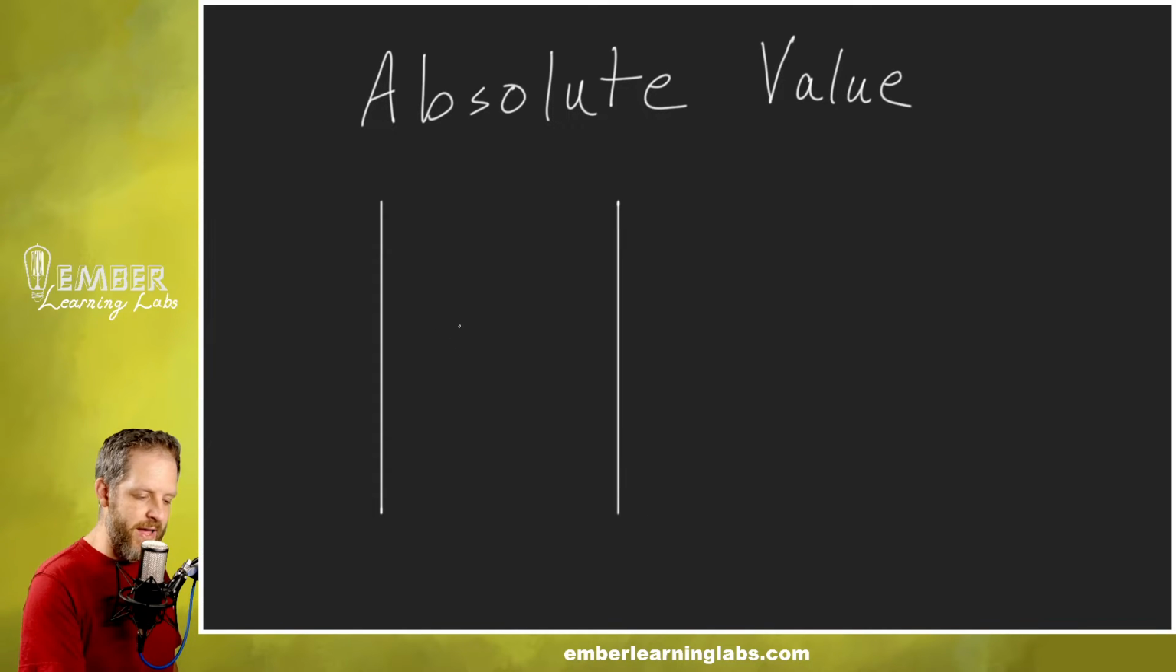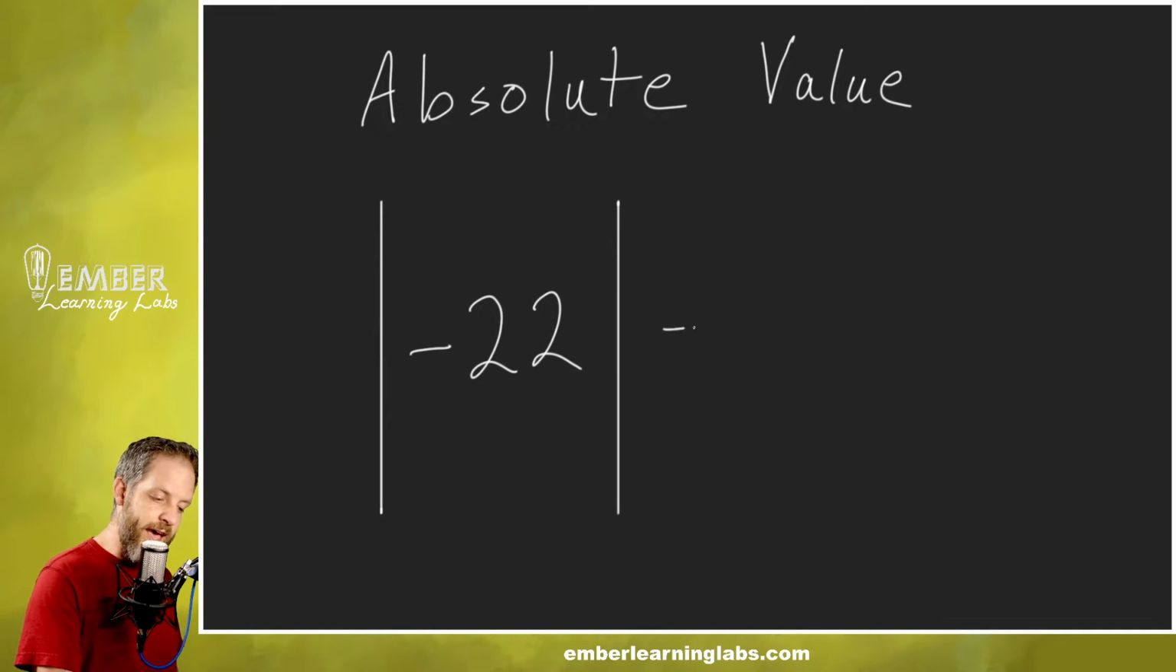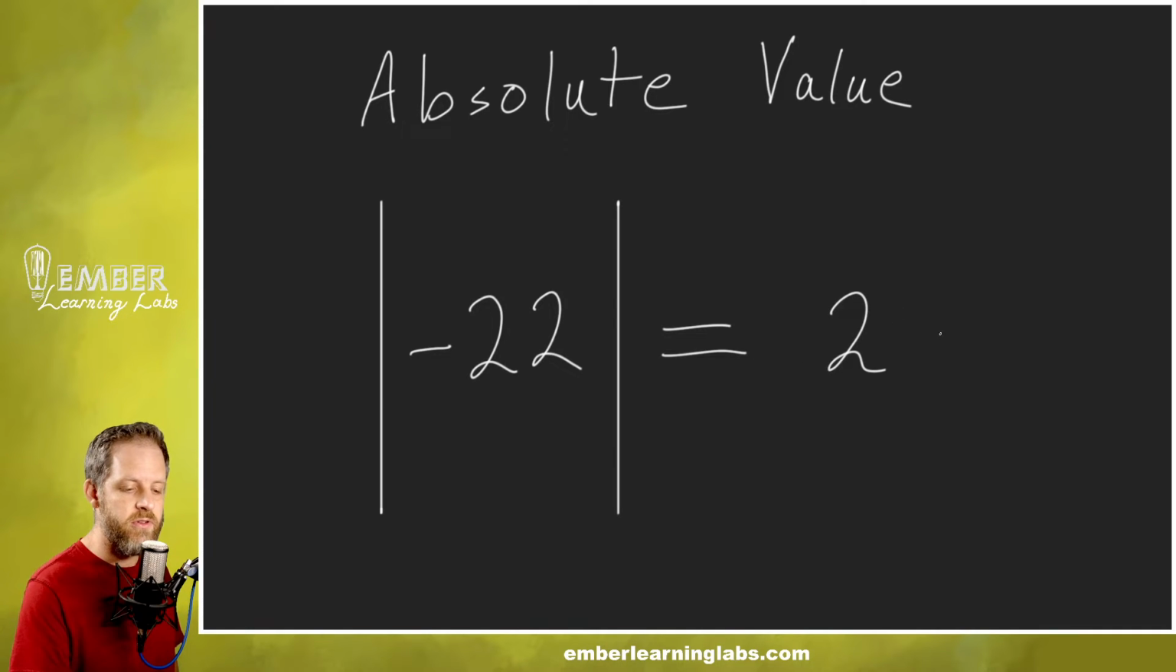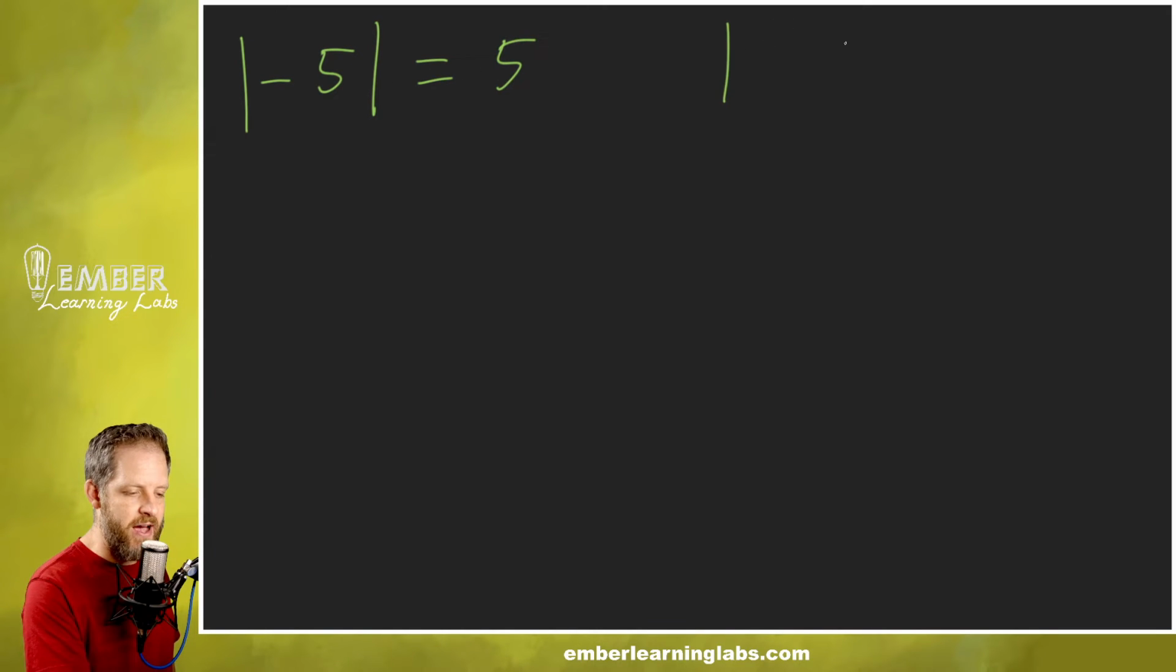What is absolute value? We use symbols like this to represent absolute value. So if I write the absolute value of -22, we would read this as absolute value of -22. What that equals is +22. That makes sense. Let's do another one, see if it really does. What is the absolute value of -5? It's +5. What is the absolute value of -1/2? It's +1/2.